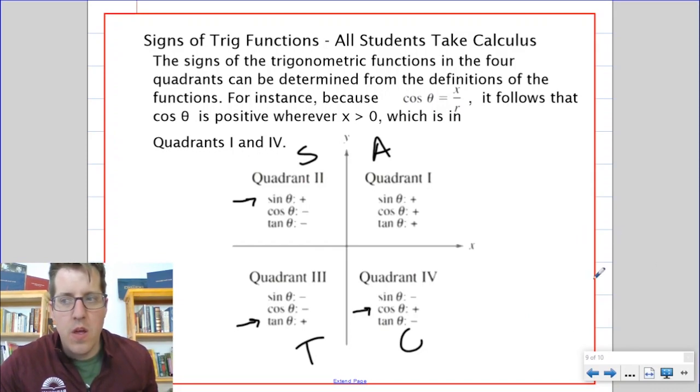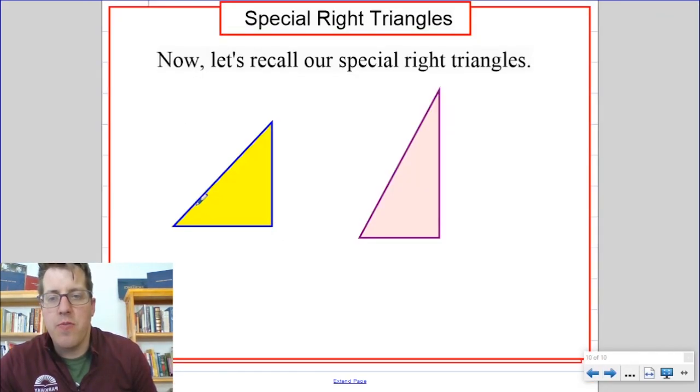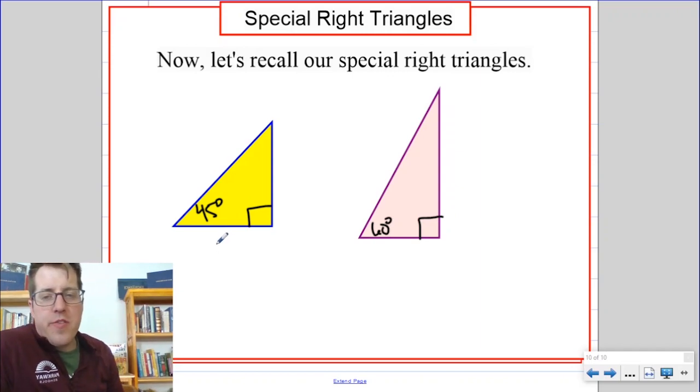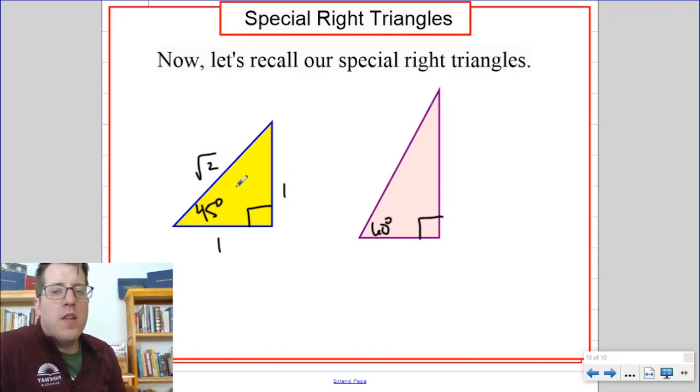Cool. Now, our final thing here is just a brush up on our special right triangles. We have a 45, 45, 90 triangle, and a 30, 60, 90 triangle. So recall that there is a relationship of 1 to 1 to the square root of 2 in a 45, 45, 90 triangle, and 1 to root 3 to 2 in a 30, 60, 90 triangle.